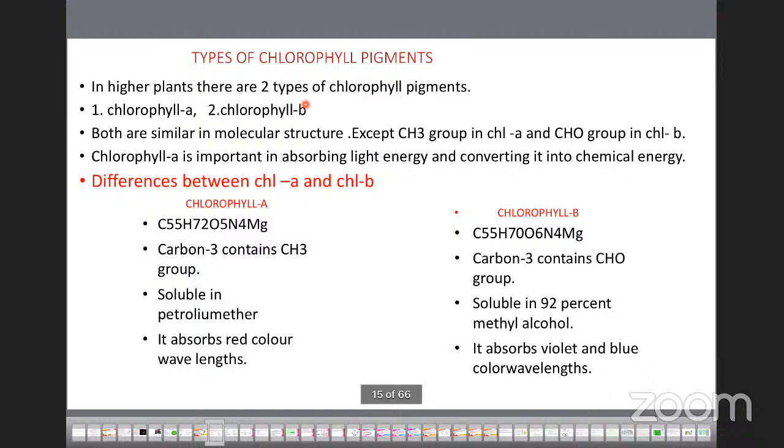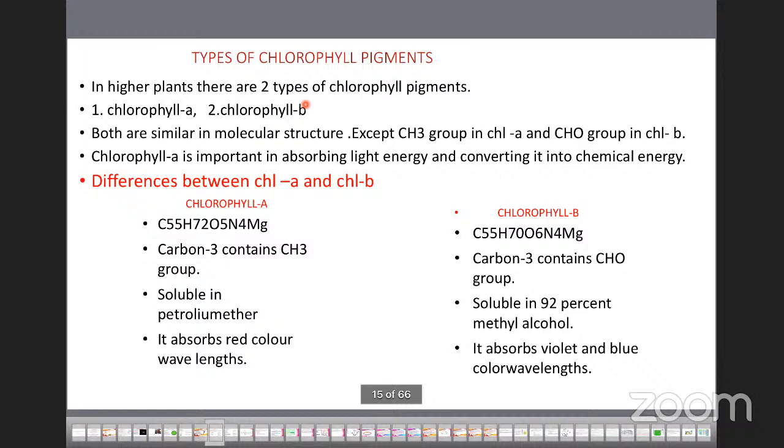In chlorophyll A, which group is connected with the chlorophyll A molecule? A methyl group is attached to the chlorophyll A molecule, whereas a CHO aldehyde group is connected with chlorophyll B. Now, chlorophyll A is important in absorbing light energy and converting it into chemical energy.